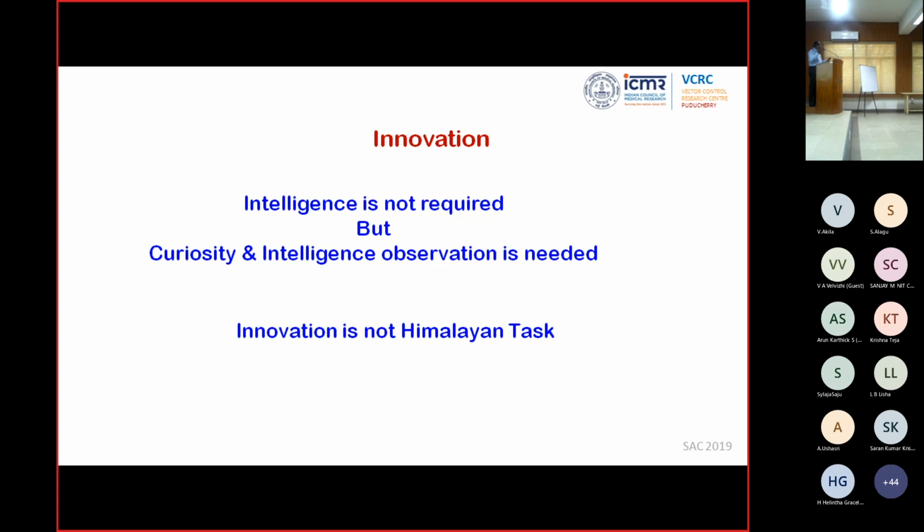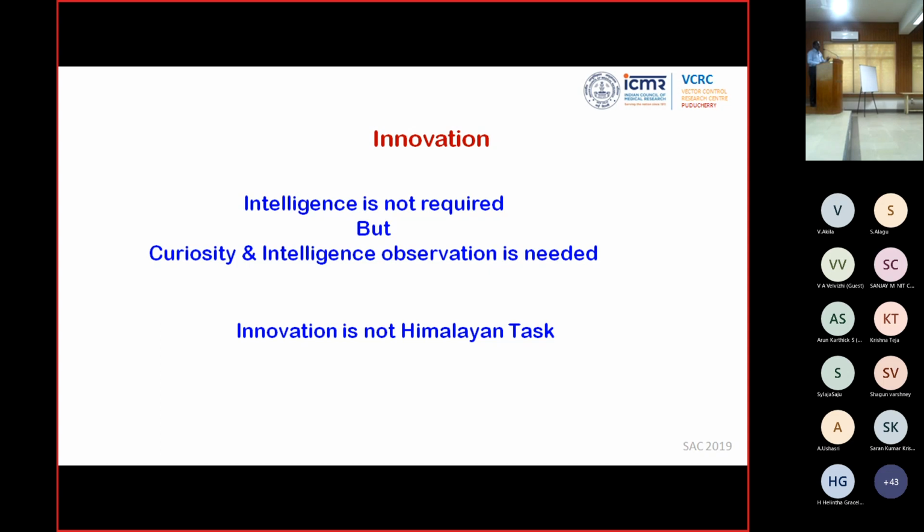Don't think that innovation is very big. You don't require any intelligence for being an innovator. But curiosity is very important, unless you are curious. And the third thing is, unless you are an intelligent observer, you cannot be an innovator. Innovation is not a Himalayan task.